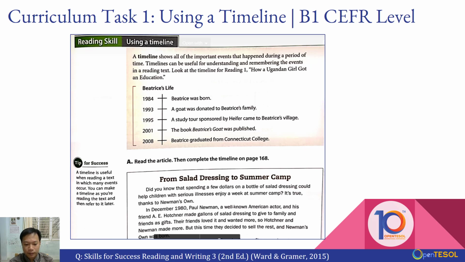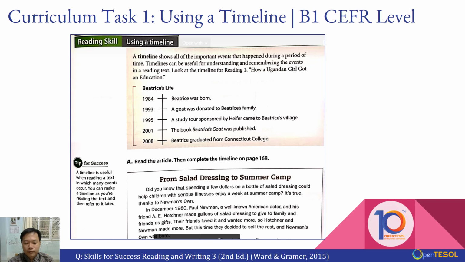So the tasks, we are using the curriculum tasks. All of them are taken from Keystone Skills for Success Reading and Writing, the third book in the series, the second edition, created by Wall and Cavanaugh in 2015.